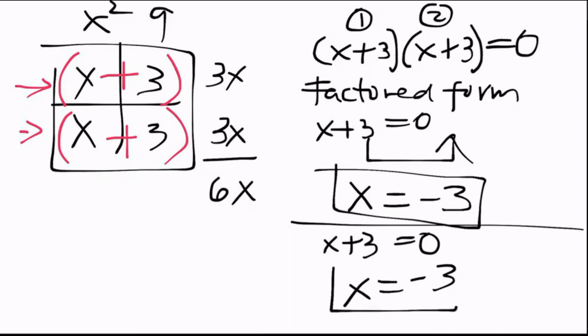Therefore, our final answer is we have negative 3 also. So for our final answer, the roots are x equals negative 3 and negative 3. So therefore, that is our process in factoring.